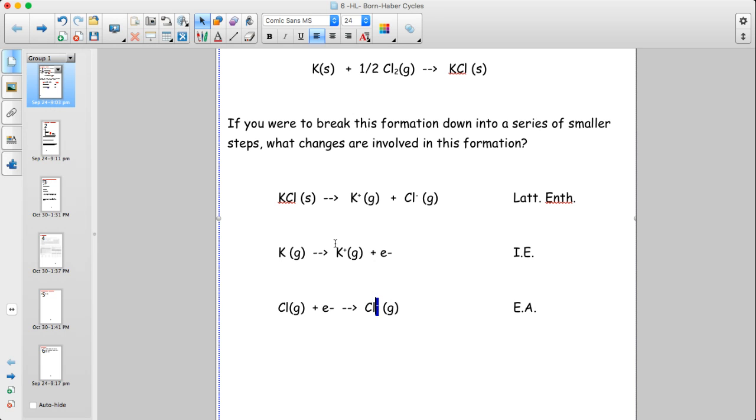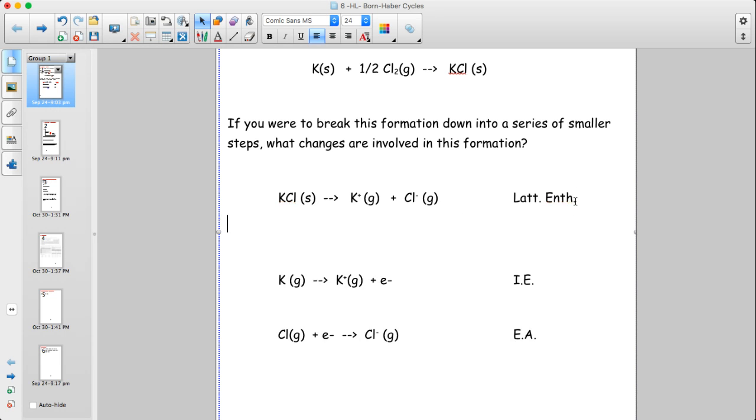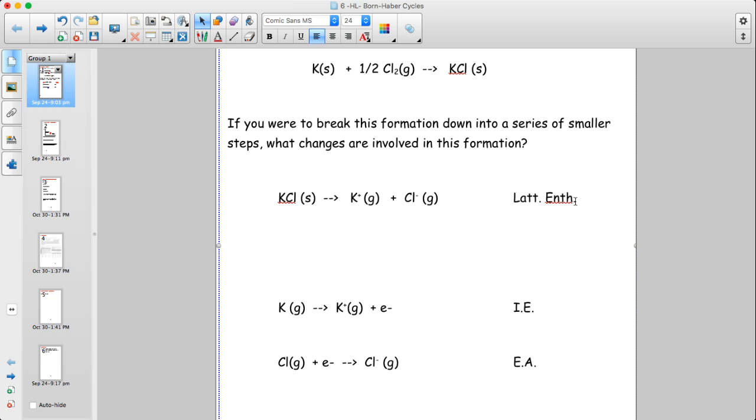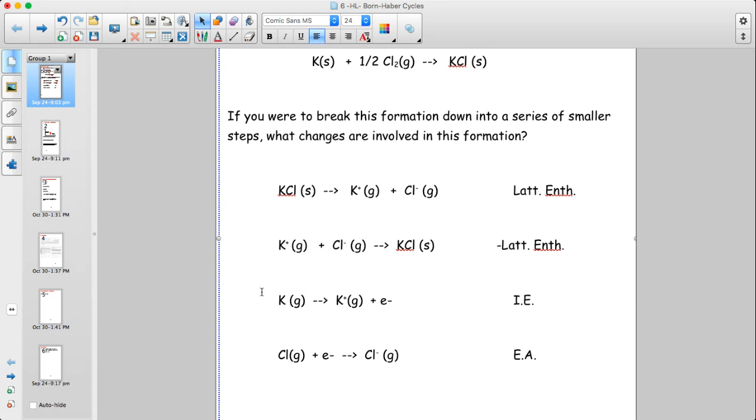Now we know we've got steps where, if we flip this top one, so I think about it that way. Remember, I'm trying to create the energy cycle here. So if I want equations that will eventually add up to this final equation for the formation, I could flip this and I'll get KCl solid on my product side. So it looks like I'm going to have the opposite of lattice enthalpy involved in my energy cycle. Over here, I've got the formation of the K plus ion, and I've got the formation of the Cl minus ion, which is good.